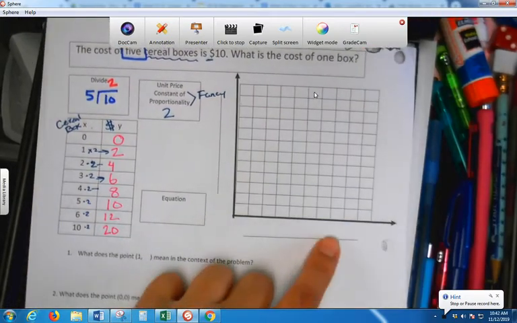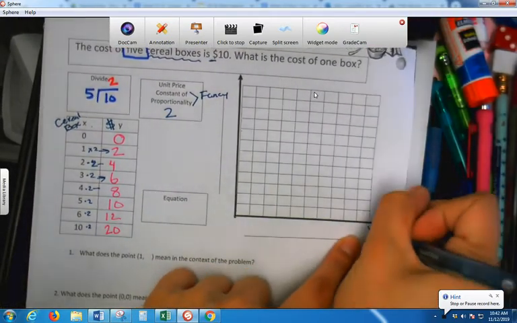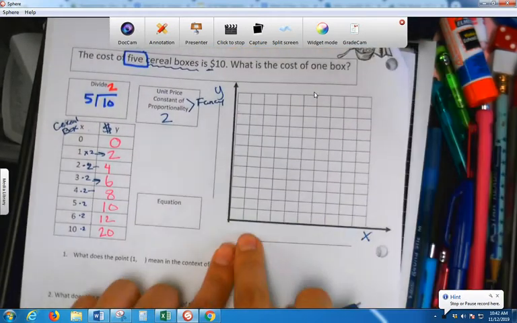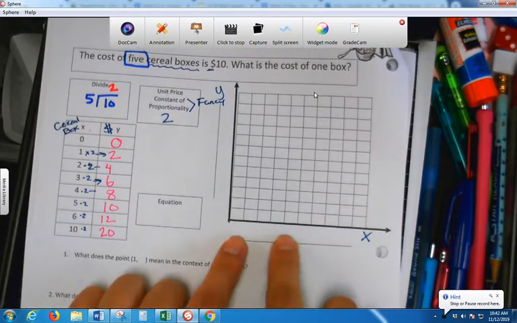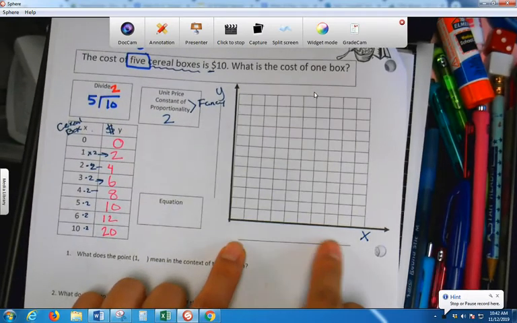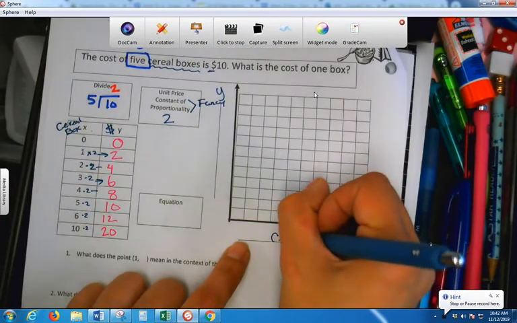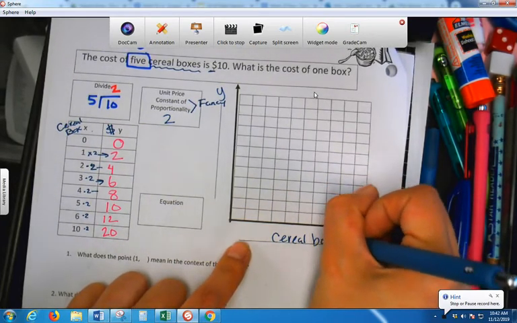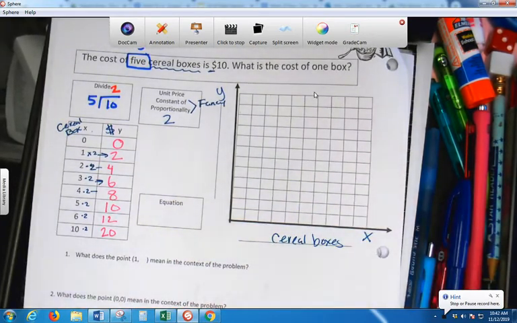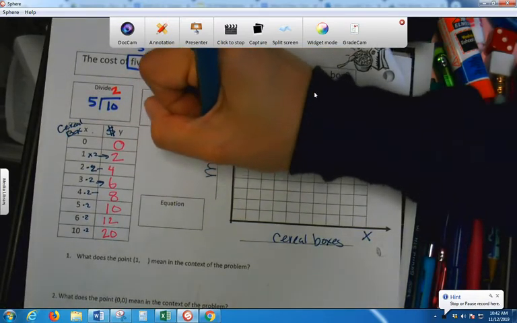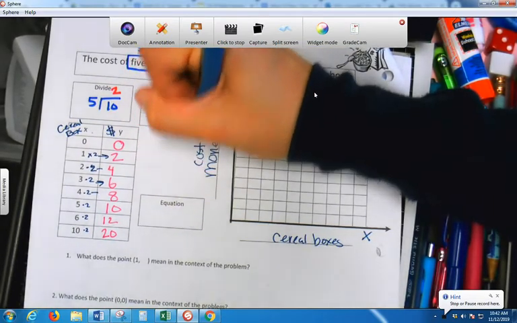This is my X, and this is my Y. So what does X represent? What should I title this? What does X stand for? Cereal boxes. Very good. What is my Y going up by? Money. Cost. Cost in dollars. Good.